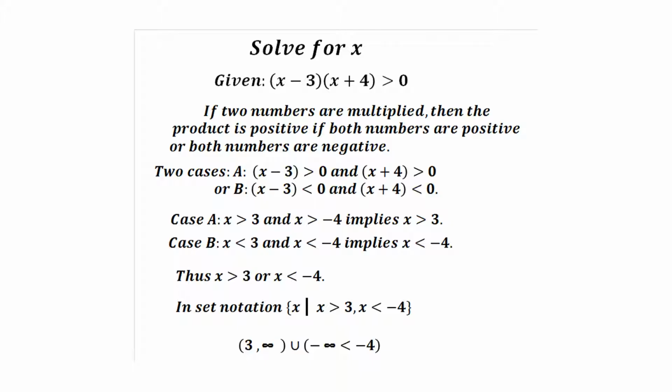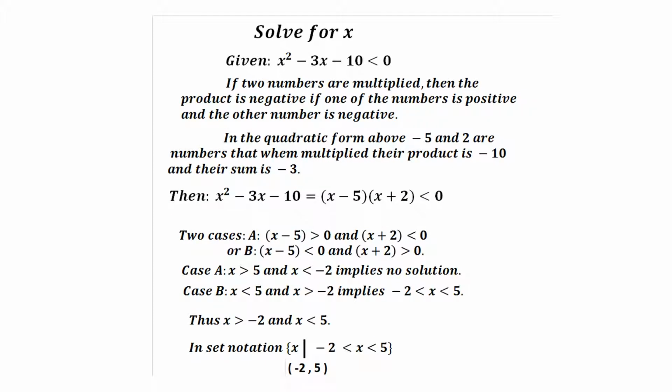In set notation, the set of x such that x is greater than 3, or, x is less than -4. In parentheses notation, it's the set of numbers from 3 to infinity union with the set of numbers from -infinity to -4.